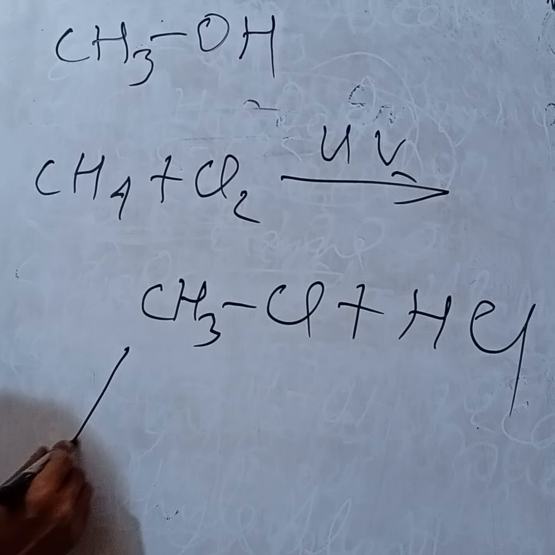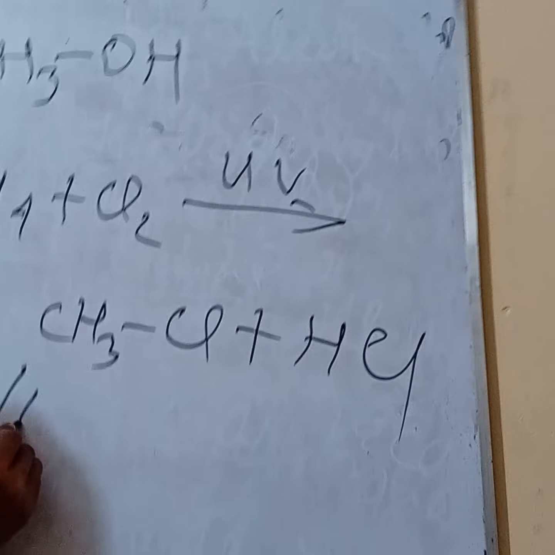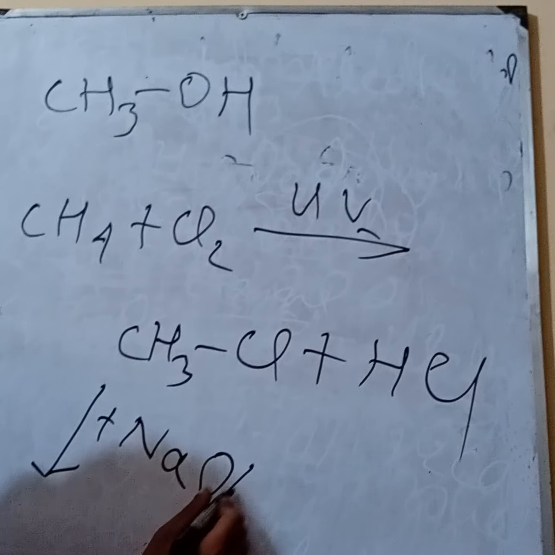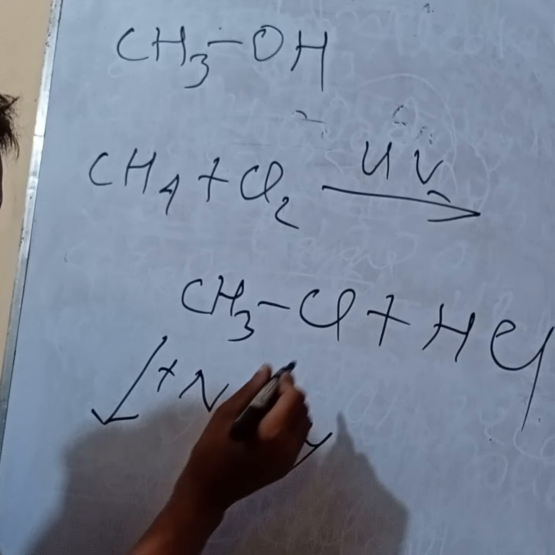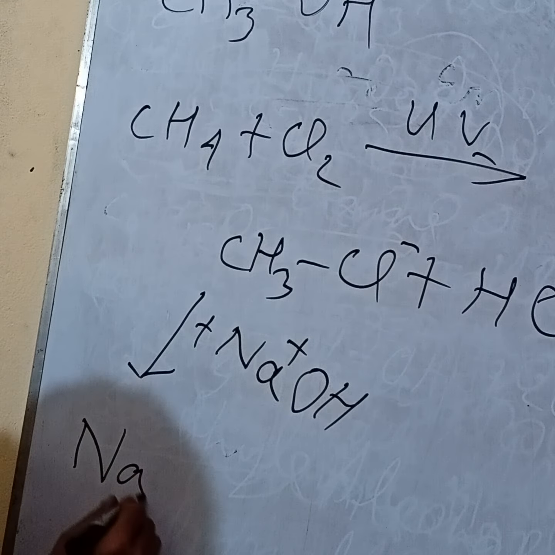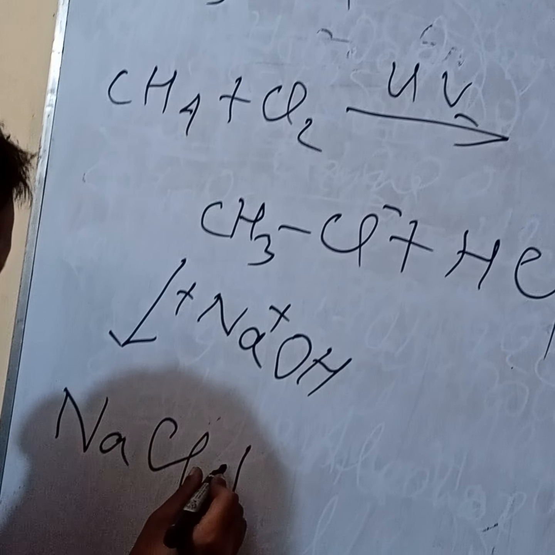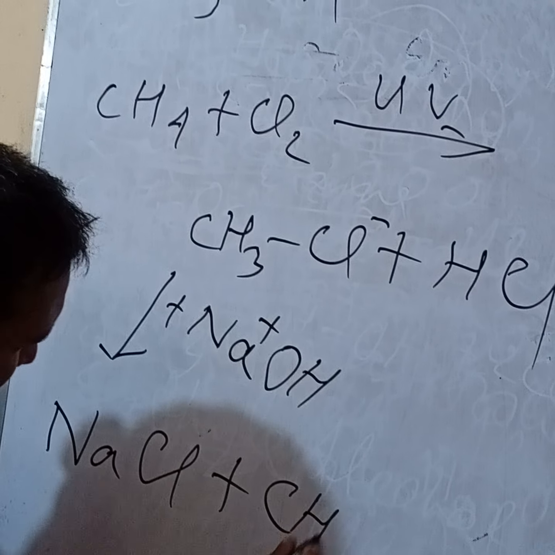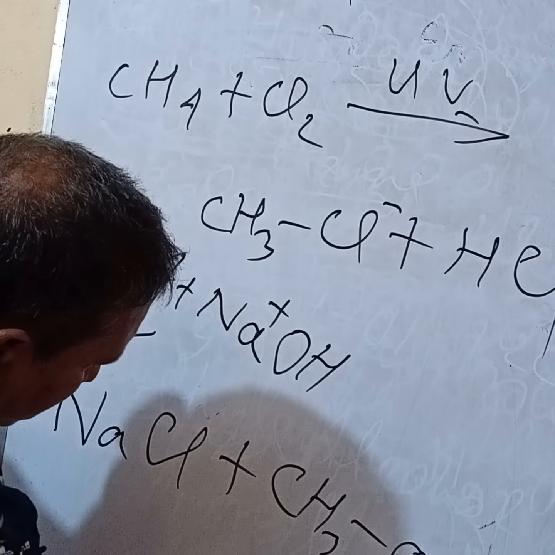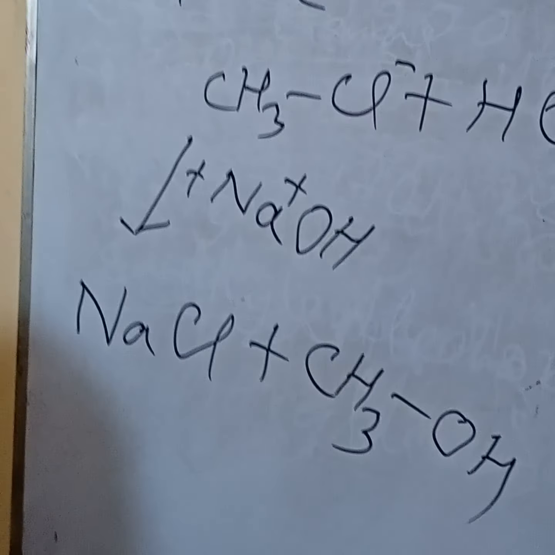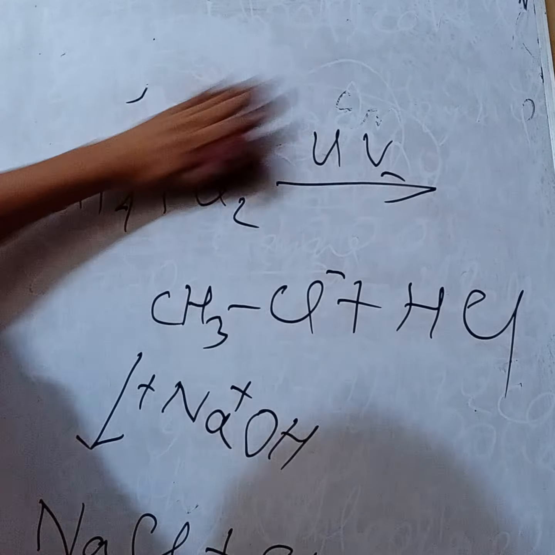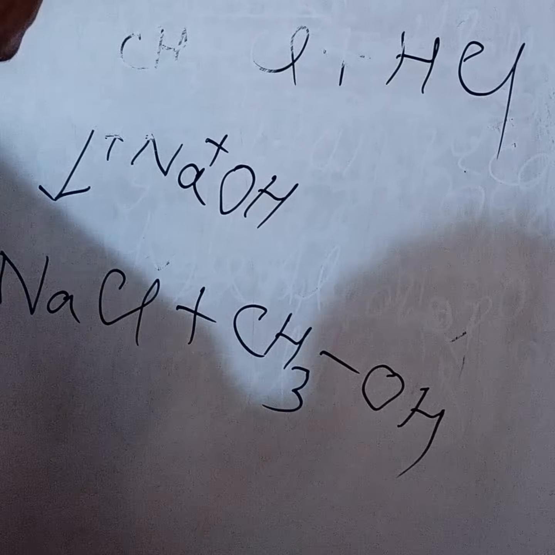And then it reacts with sodium hydroxide. Sodium is highly positive, chlorine is highly negative. Then it creates sodium chloride and CH3OH. That is methyl alcohol. And then I created ethyl alcohol.